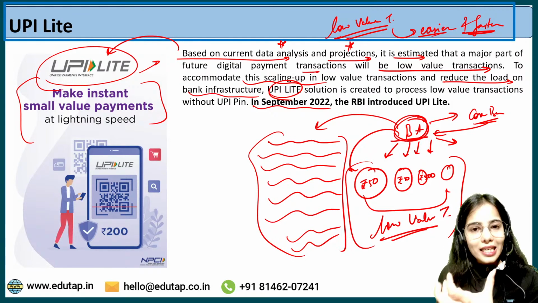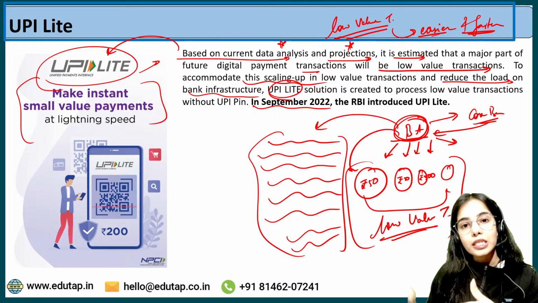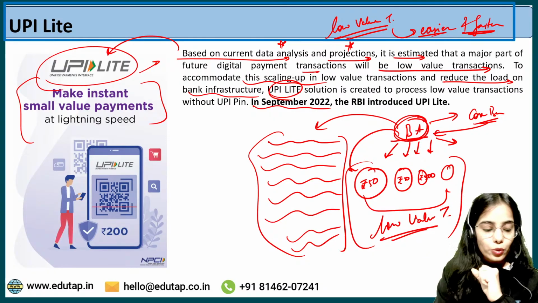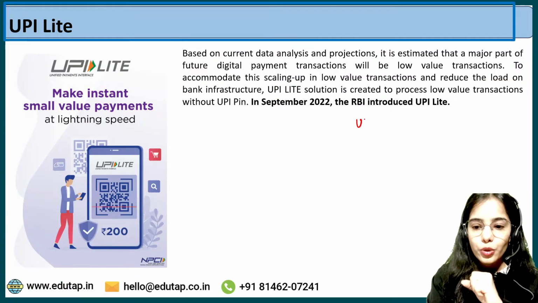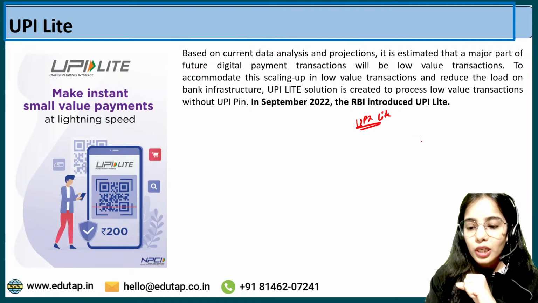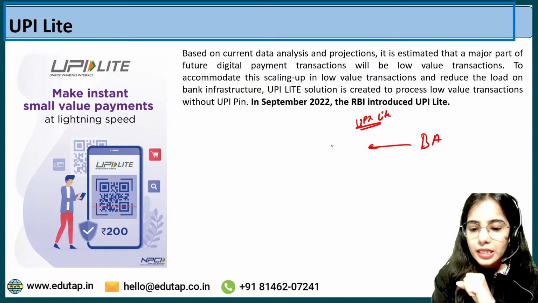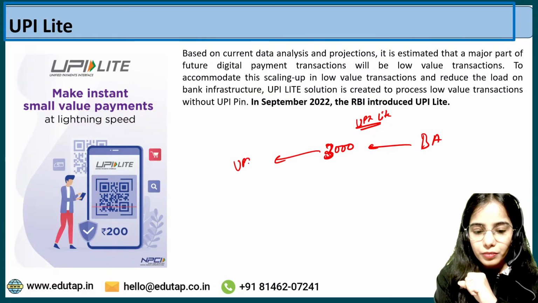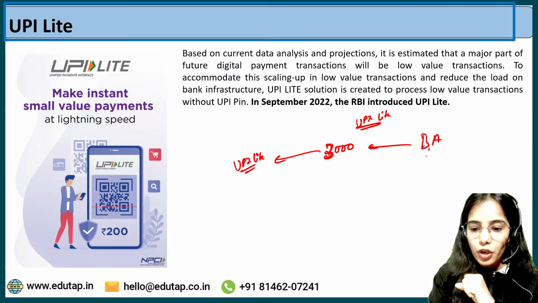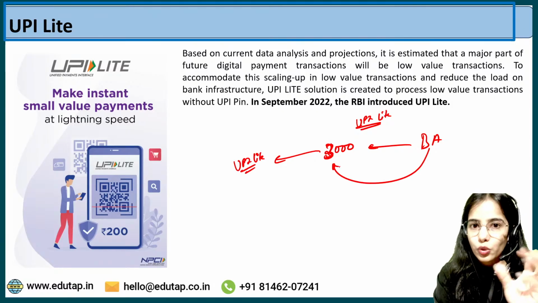Now it was realized by the NPCI that in the future the low value transactions are going to increase. So what can we do? NPCI launched the UPI Lite. Now what you can do is, from your bank account you will transfer, let's say, 2000 rupees or 3000 rupees to the UPI Lite. So you have transferred 3000 rupees from your bank account to UPI Lite.